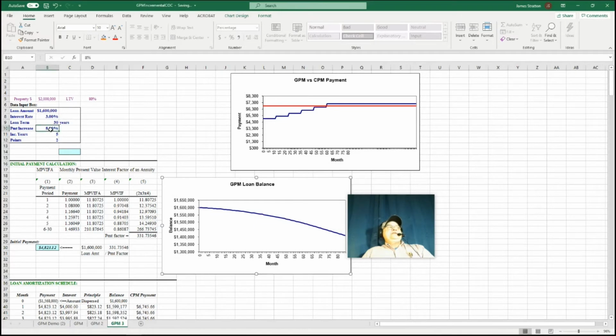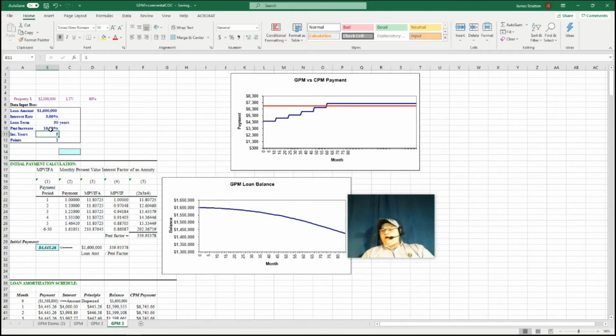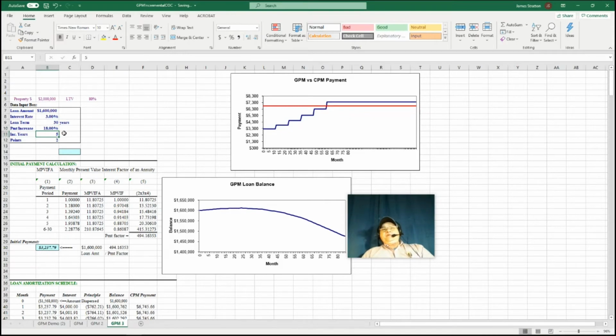If I change this to, say, 10%, see how the hump starts going in there? So we're going to go back up to this 18%. And when I do, oops, sorry, I got that in the wrong thing. It should have been 5. Let's go here and make it 18%. See how the hump changes? And look at how it changes here too.